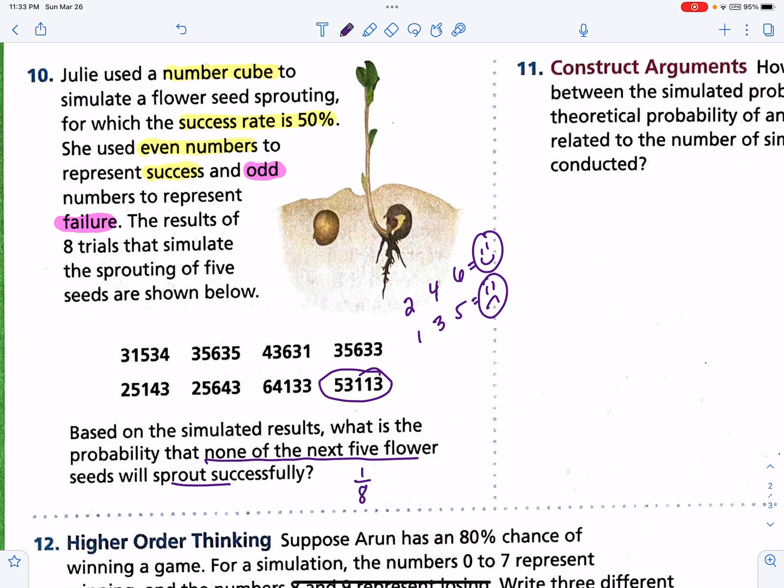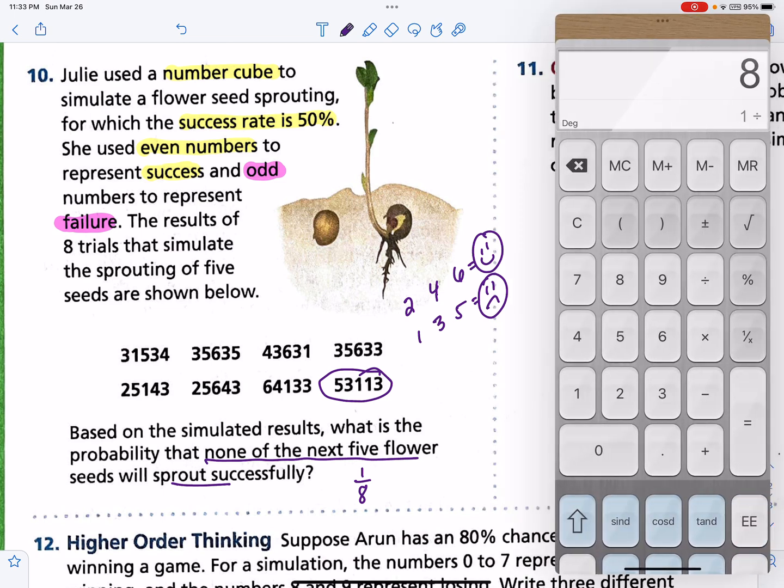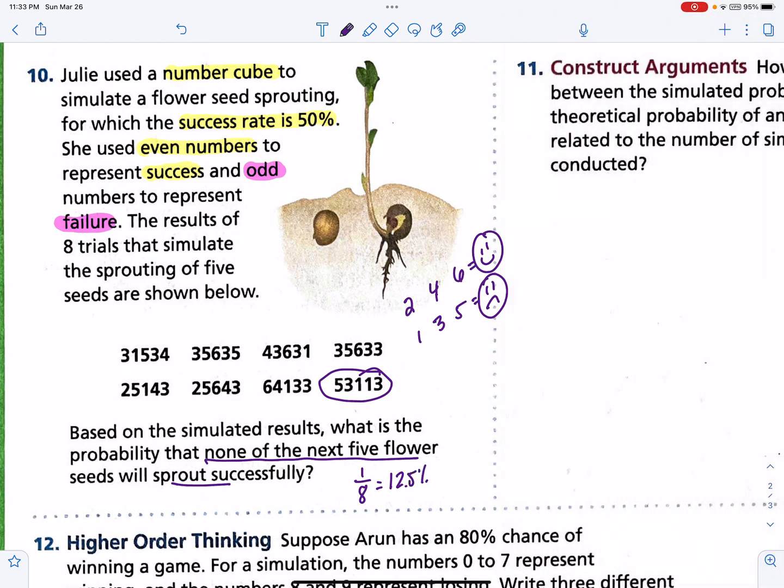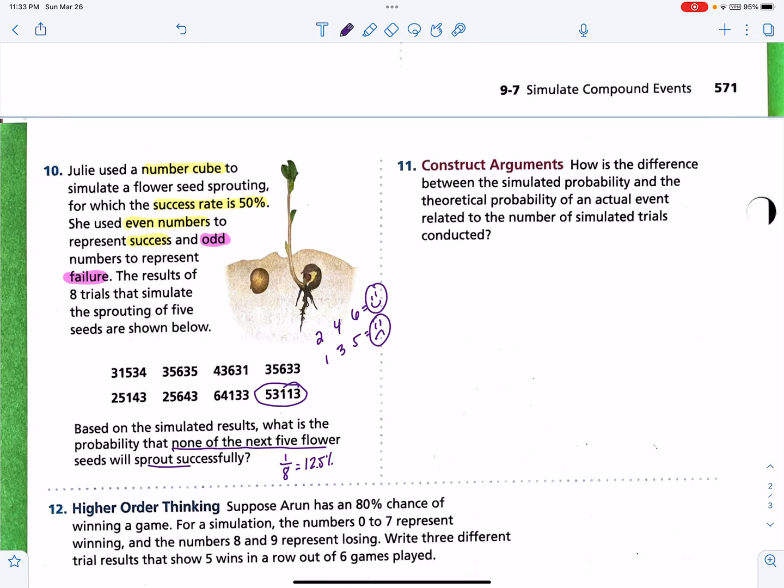And if we put 1 out of 8 in the calculator, you see that is 0.125, or a 12.5% chance of that happening. So not a very big chance.